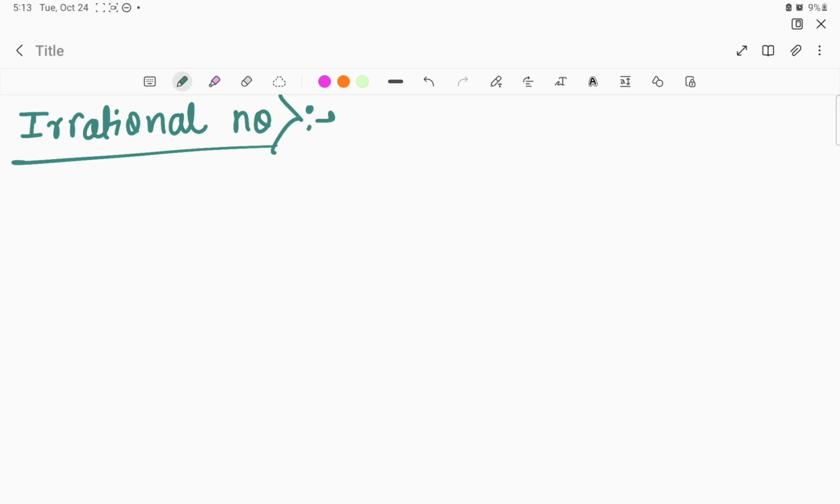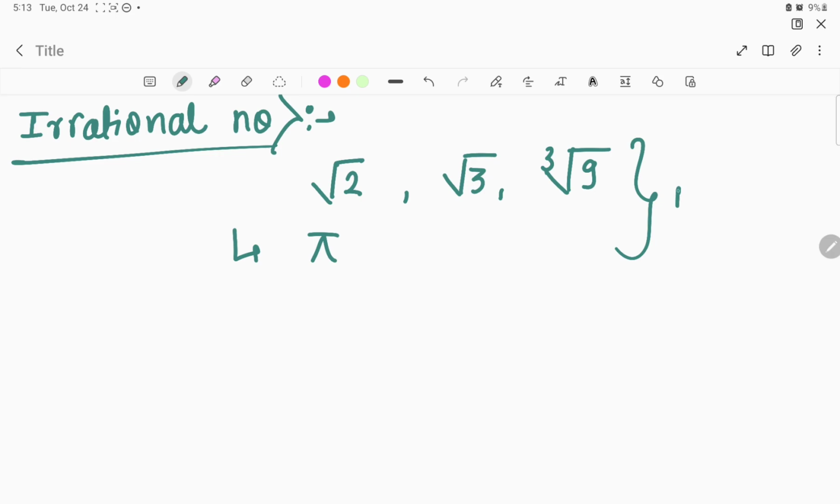For example, the value of under root 2, the value of under root 3, the cube root of 9, for example. Numbers like the value of pi. Okay, these all numbers are irrational. These are irrational numbers.